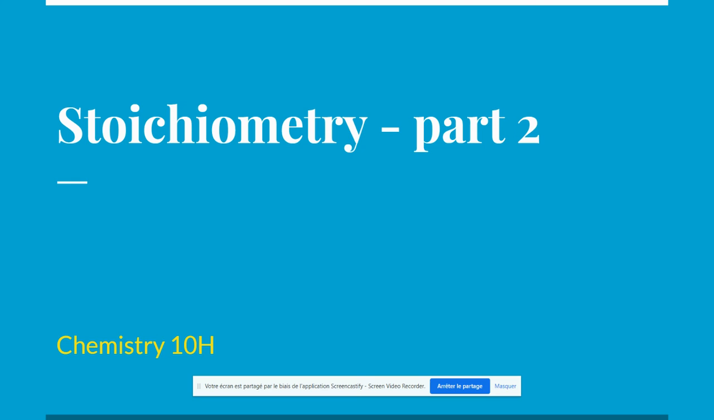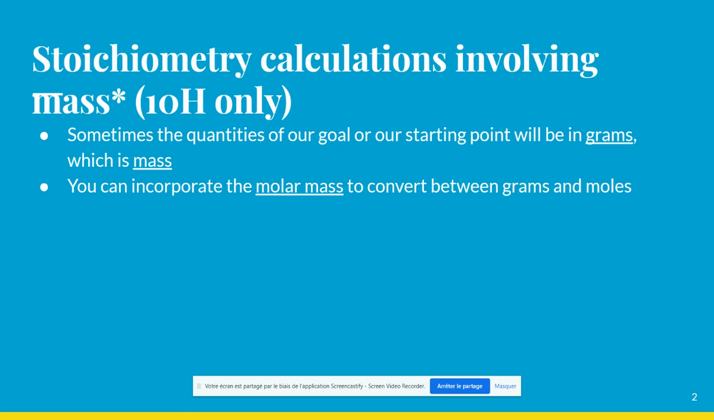In this video, we're going to be going over the other three types of stoichiometry calculations. So if you want to start from scratch, you should go back and watch Stoichiometry Part 1, where I go over mole-to-mole calculations. So in this video, I'm going to go through just three examples.